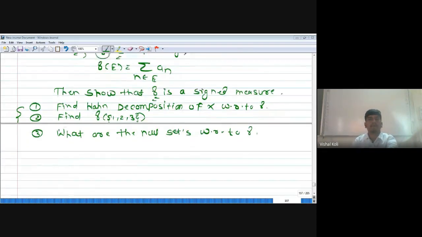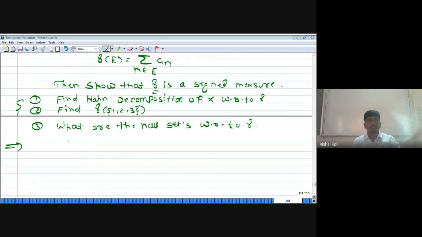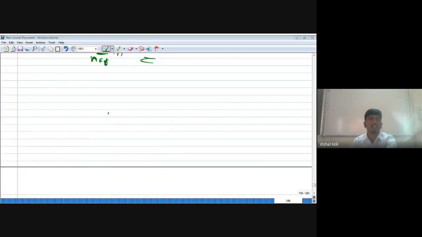Okay, now see its solution. Gamma of phi, from the given definition, is nothing but summation over n belonging to phi of a_n. As there is no term, it must be equal to 0. Okay, so first is obviously true. Now second one, let E_i be a sequence of disjoint measurable sets.